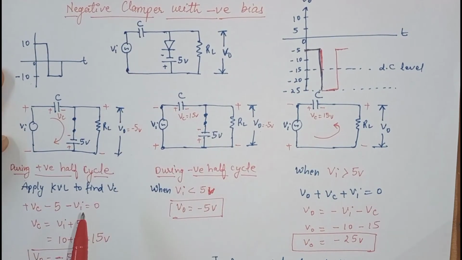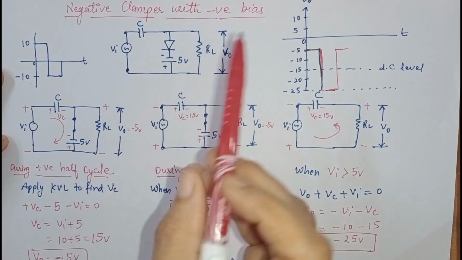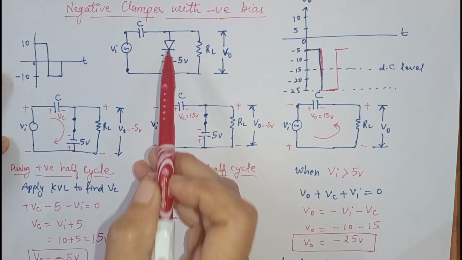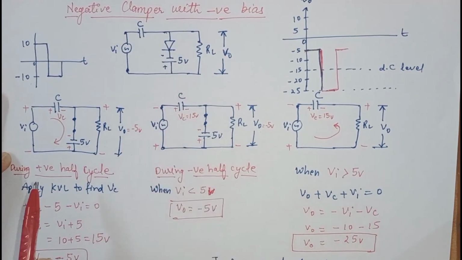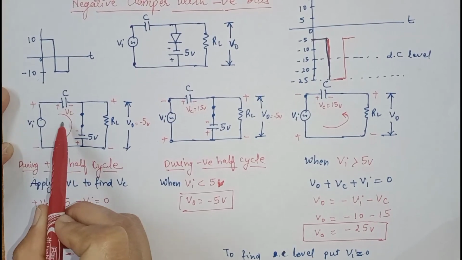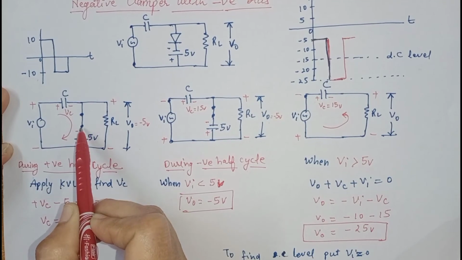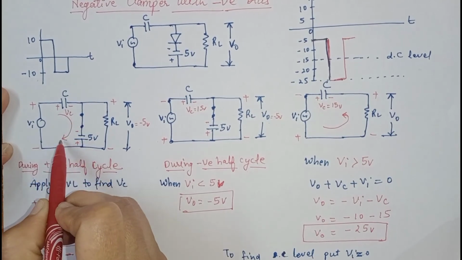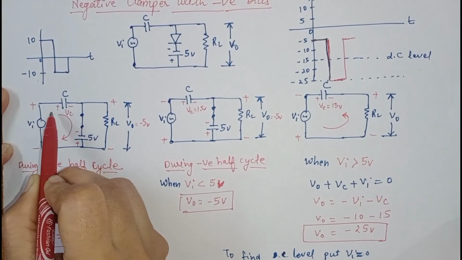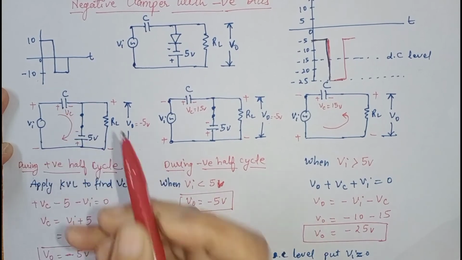Now during positive half cycle, this terminal is positive and this terminal is negative. As this terminal is positive, the diode becomes forward bias. So in this case the equivalent circuit will look like this during positive half cycle. As the diode becomes forward bias, it will act as a short circuit and the current will flow in this direction. As the current is flowing in this direction, the capacitor will be charged with this polarity. This is positive and this is negative.